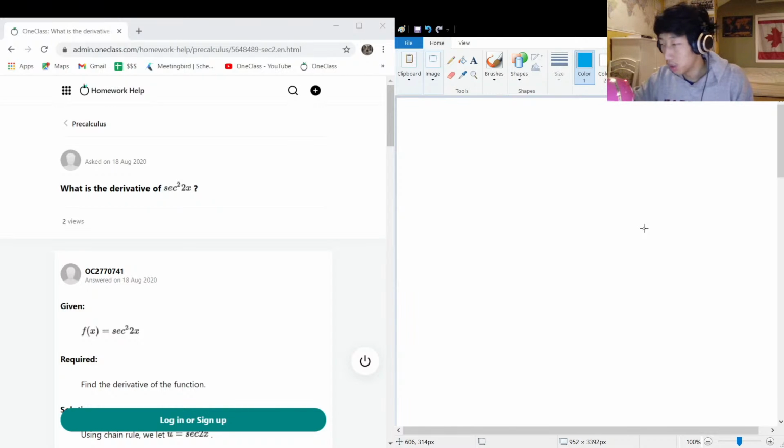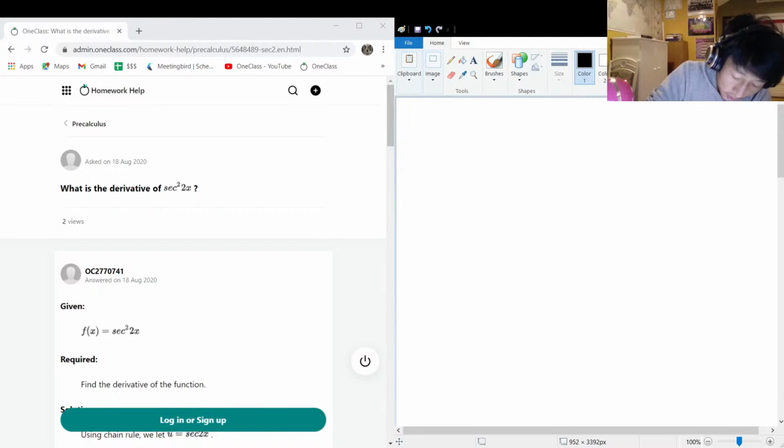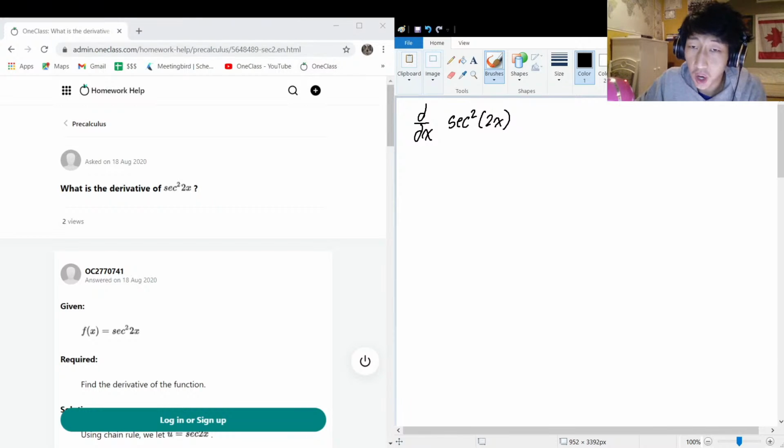Okay, cool. So the next question that we got on the menu today is asking us, what is the derivative of secant squared of 2x? So it's pretty much asking us d over dx, the derivative of secant squared, and 2x is, I'm hoping, the argument to it. Typically you would want brackets around here, but I'm going to assume that that's what that means.